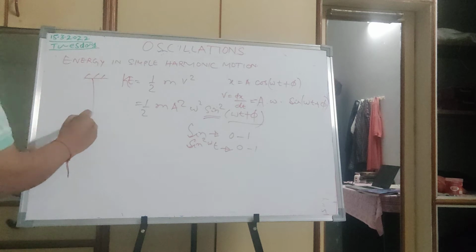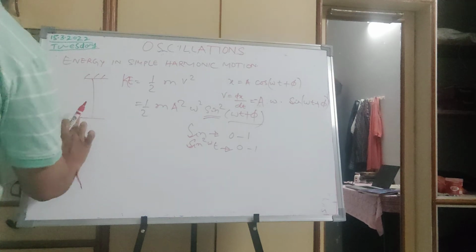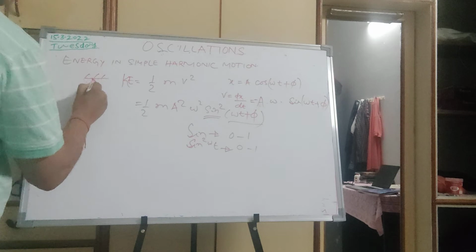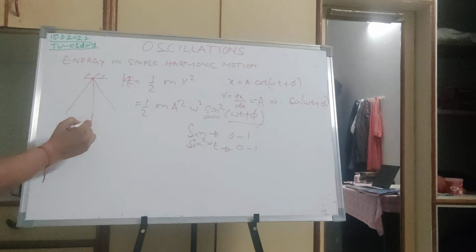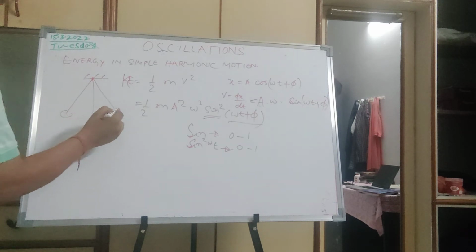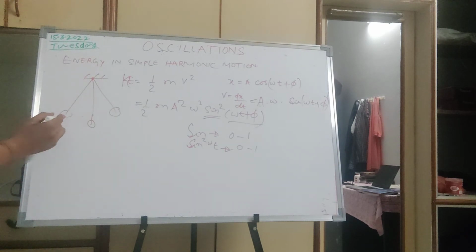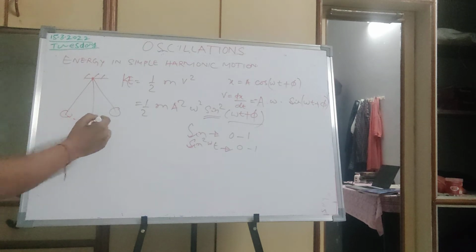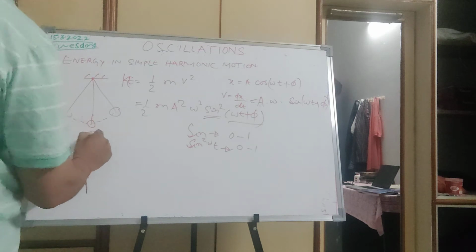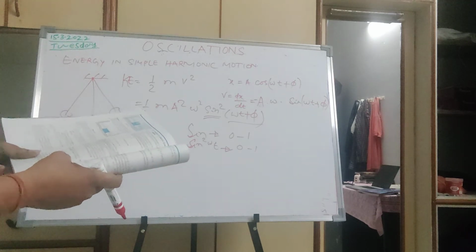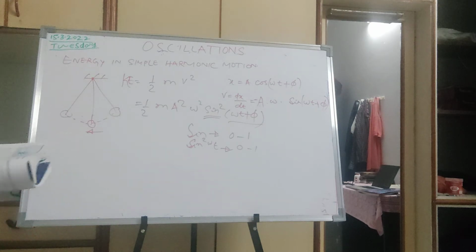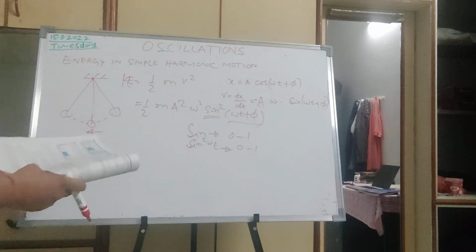Let us say I have a spring mass system, and let us say I have a simple pendulum. So my pendulum is going like this, and when it is like this, we have told that at this location velocity is maximum, and at this location velocity is 0. So that is about kinetic energy.